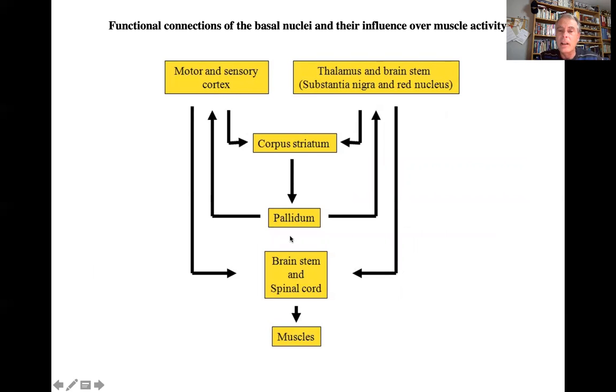So again, how are these nuclei related to other structures? As we see, this is very simple. The motor and sensory cortex projects to the corpus striatum, and the thalamus and brainstem project as well to the corpus striatum. The corpus striatum, in turn, projects to the pallidum. And the pallidum goes back to these areas, whether motor or sensory cortex or thalamus and brainstem, closing a circuit. Then, once these connections have been arranged, the motor and sensory cortex or thalamus can project to the brainstem and spinal cord in order to reach the muscles.